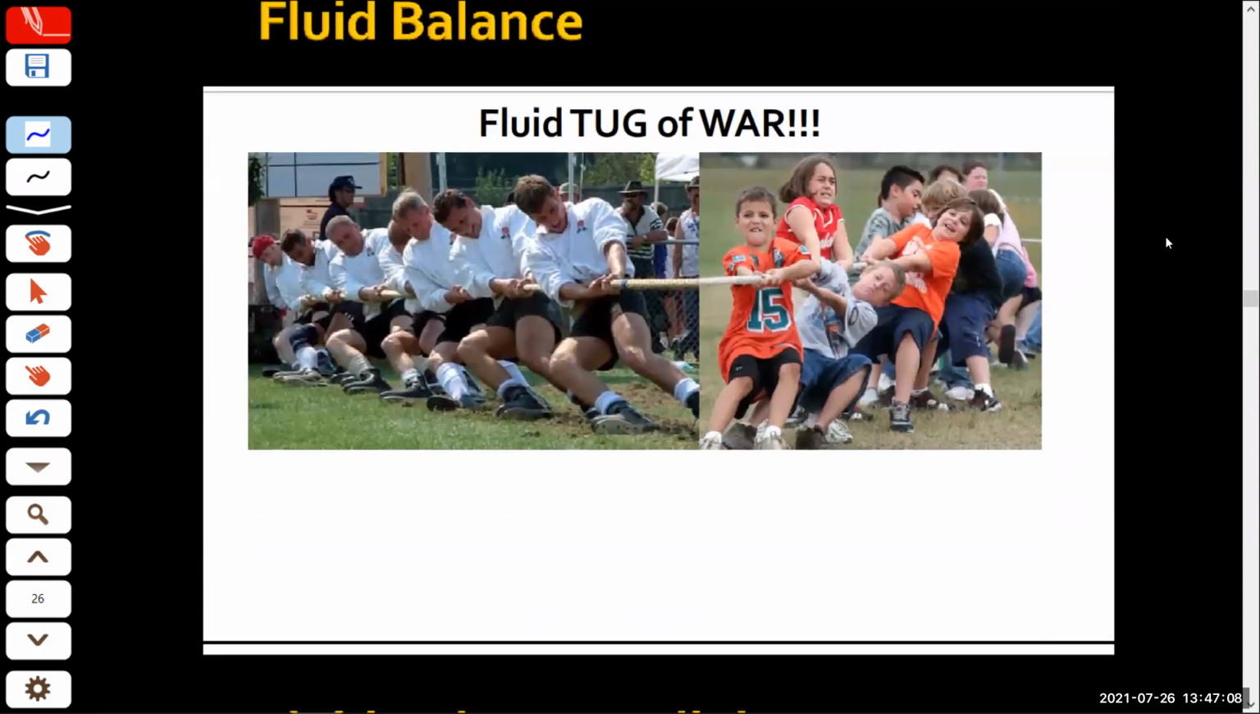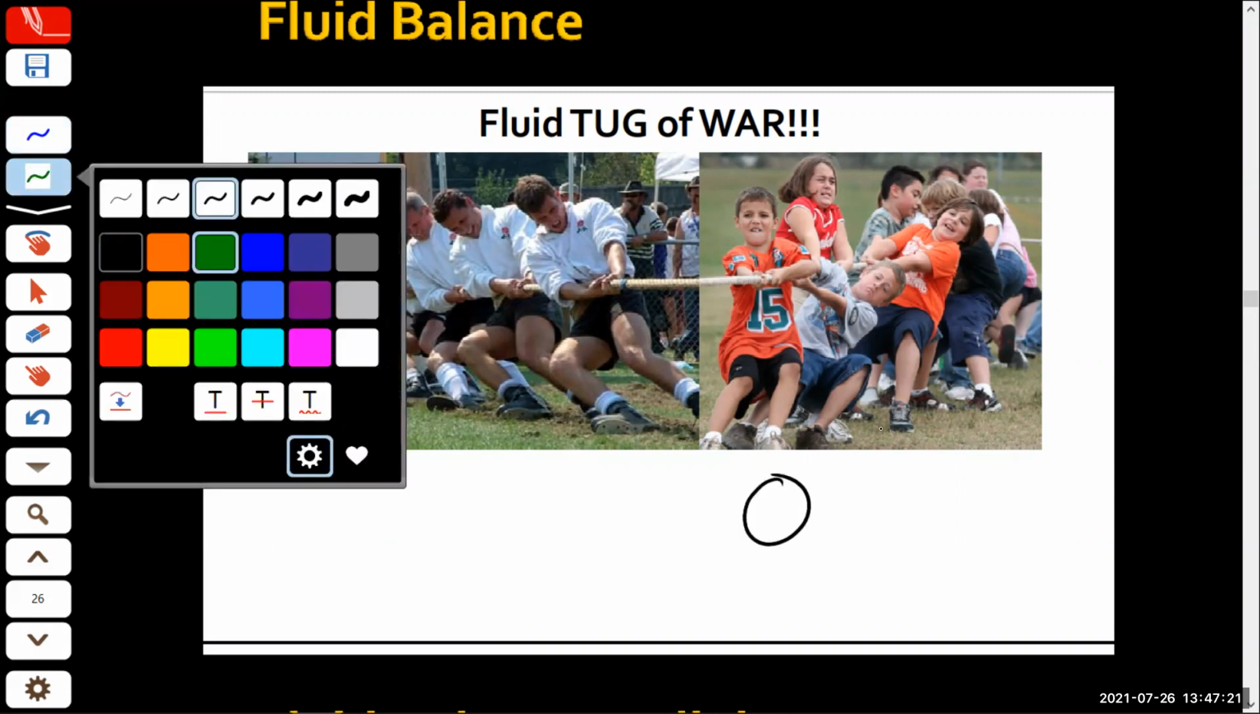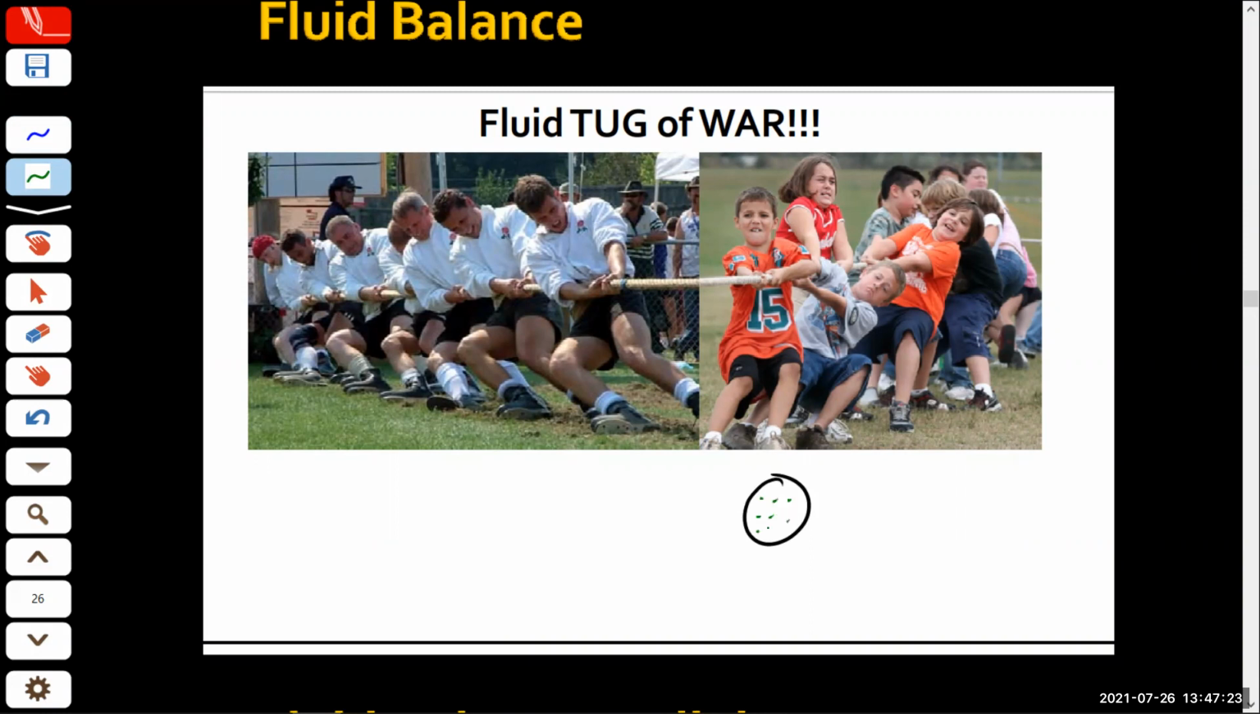All right. So when it comes to fluid balance, there's this tug of war. There's always this constant exchange. What we talked about was these little cells. Right? We talked about sodium. That pulls water in and out of the cells. Okay. That right there is the osmotic force or pressure.